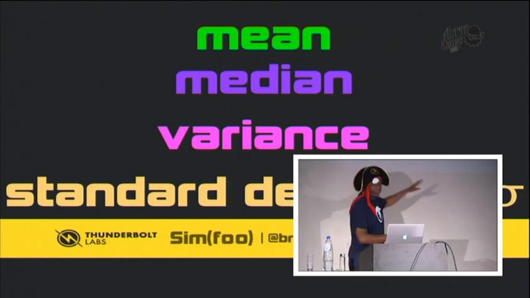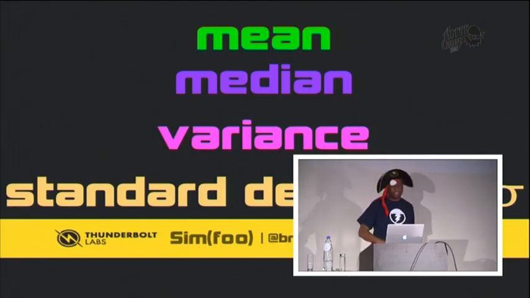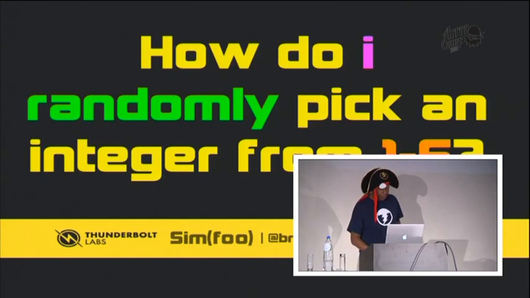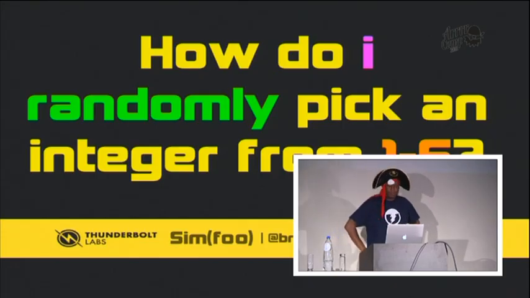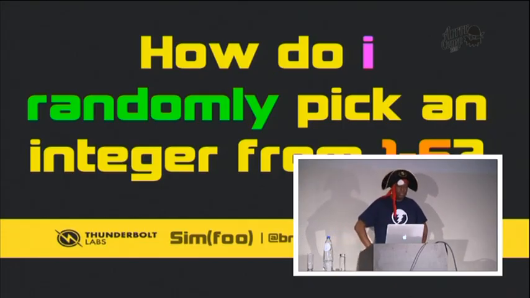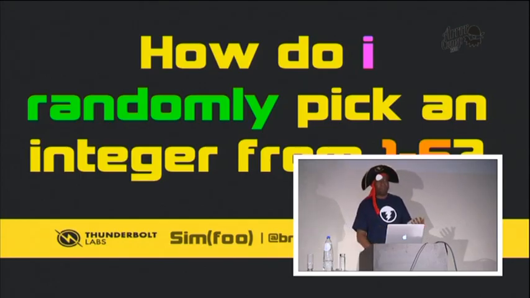So there's 5 words up here. There's mean, median, variance, standard deviation. And that little symbol right there stands for standard deviation. That's all you need to know about statistics. So why would we use statistics? Here's a good one. How do I randomly pick an integer from 1 to 6?